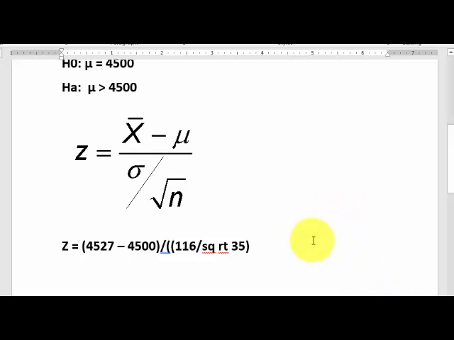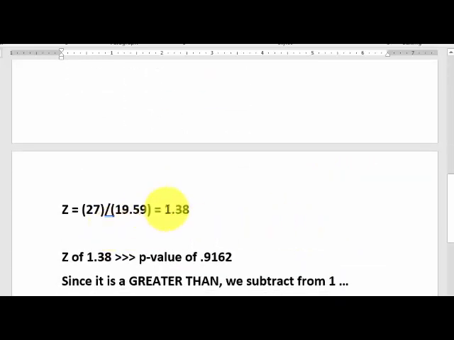Okay, so you do all your calculations, and you come up with a z-score of 1.38. So you look up a z-score of 1.38.